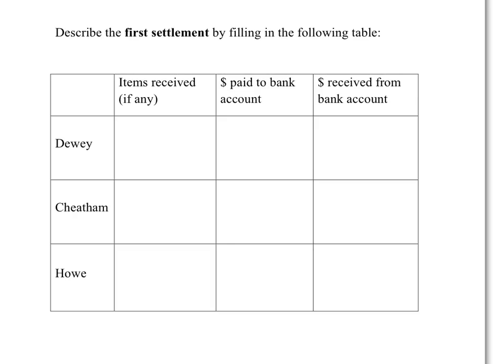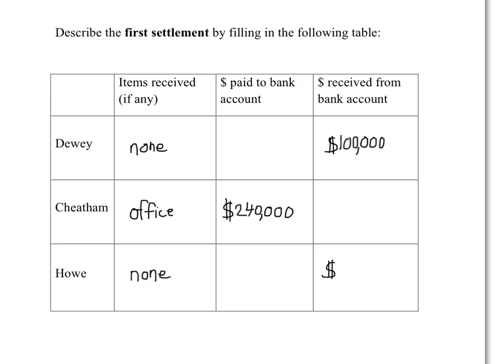So in Dewey's case, he has received no items. He has not paid anything into the bank account, but he's received $100,000 from the bank account. Cheatham has received the office, and he has paid $240,000 into the bank account. That means he's received nothing from it. Howe has received no items. He's not paid anything into the account, but he has received $90,000. Recording this information counts as describing the first settlement.